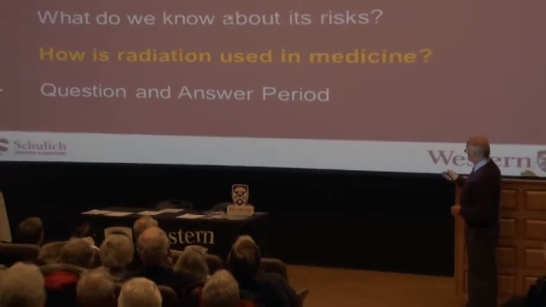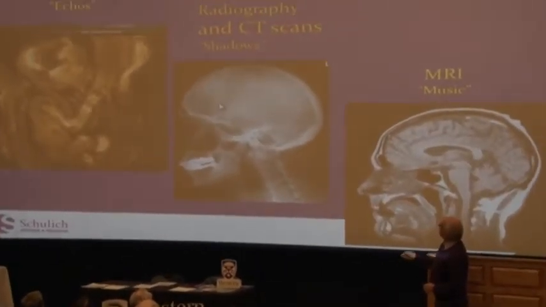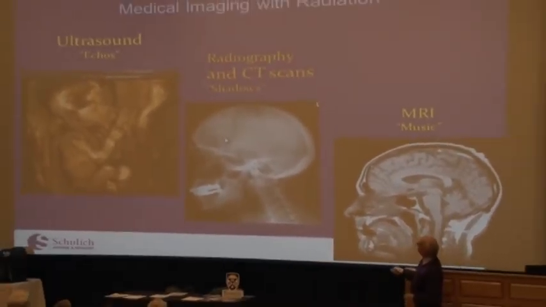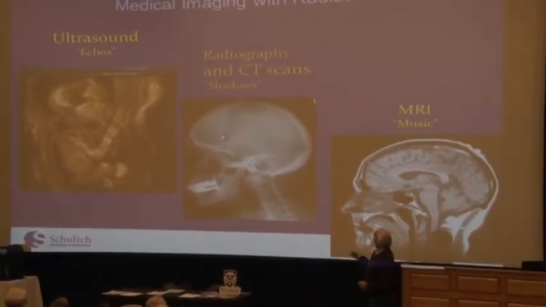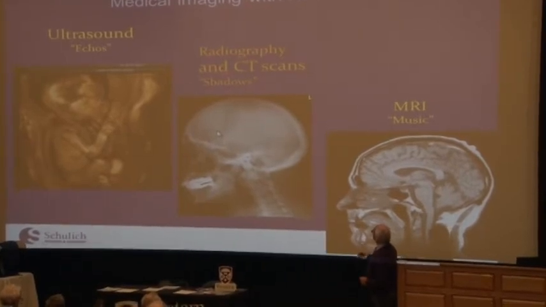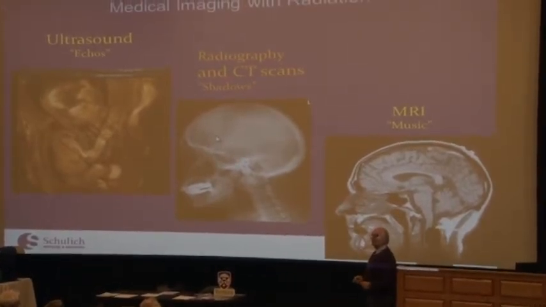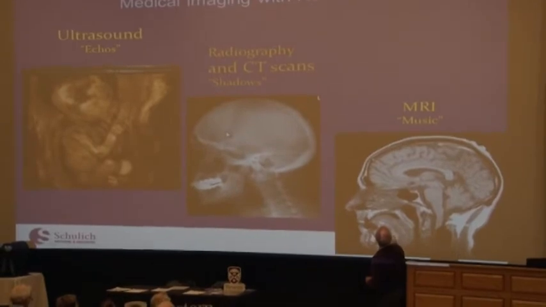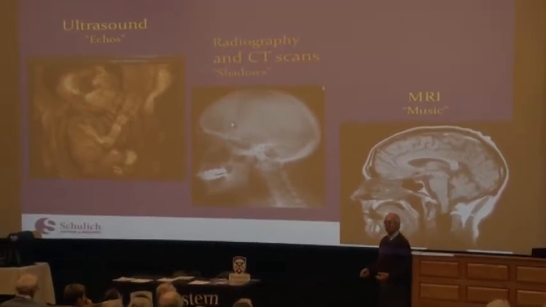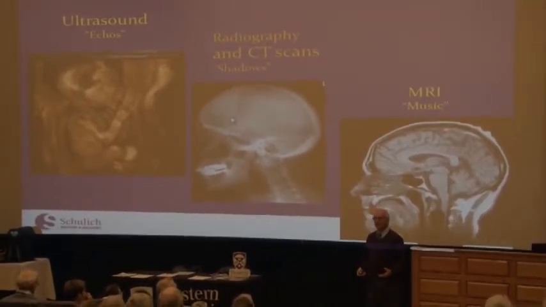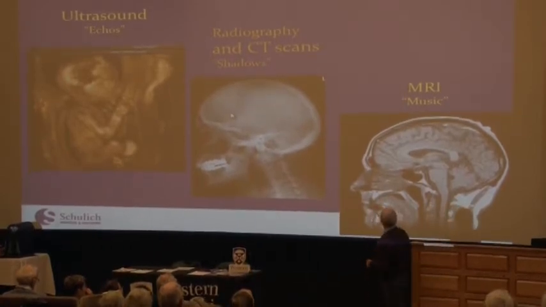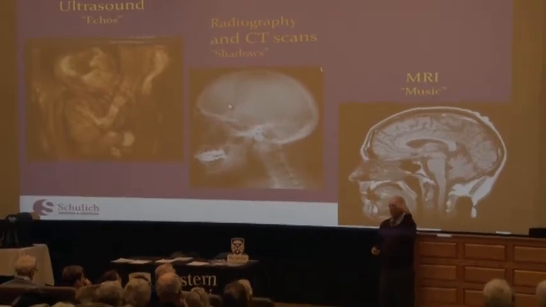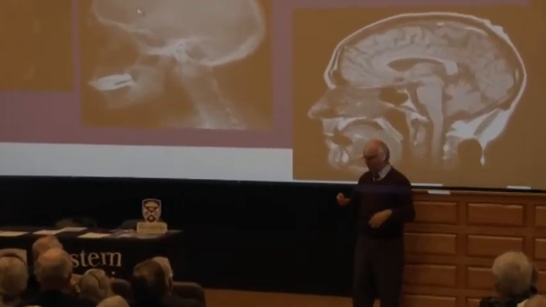So how is radiation used in medicine? Ultrasound, I mentioned before, is ideal for looking at babies and pregnant mothers because there's no radiation. Radiography and CT scans are a shadow kind of technique. And magnetic resonance, if I had more time, I'd give you my other lecture, which is how to understand MRI using a guitar. I actually bring a guitar into the lecture room some other day. Anyway, that's an interesting one. But music is the analogy for magnetic resonance. You can imagine resonance and guitar strings and so on. Some other day.